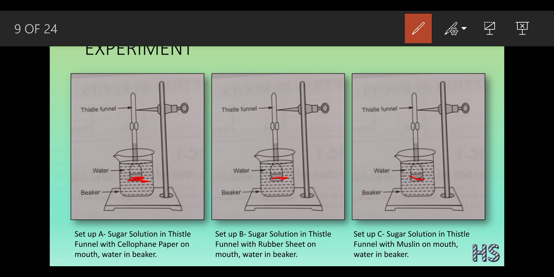If you notice in these three slides, the only difference was cellophane paper, rubber sheet and muslin. The whole statement is the same: there is a sugar solution in the thistle funnel with dash on the mouth, water in the beaker. Only the difference was cellophane paper, rubber sheet and muslin. Let's perform this experiment.